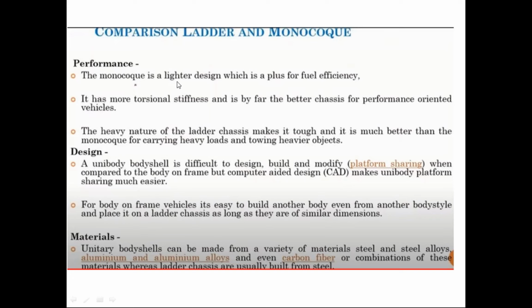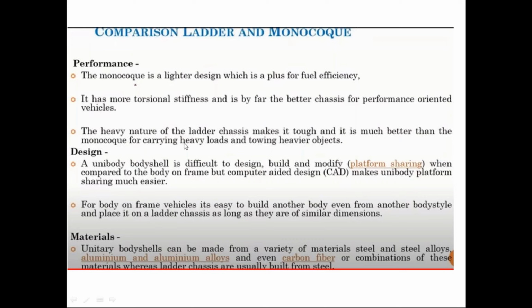monocoque is very much lighter in design, which adds to the advantage of fuel efficiency. All of you please remember it has some sort of advantage related to lighter design. Then we have more torsional stiffness, because torsional stiffness was not present in the ladder type of design. So for better chassis performance and orientation, torsional stiffness is very good. Then the heavy nature of the ladder obviously makes it tougher in design compared to the monocoque type.